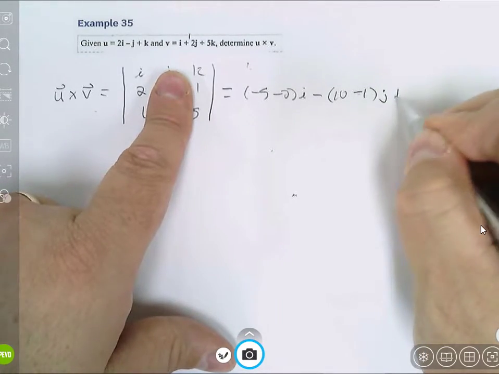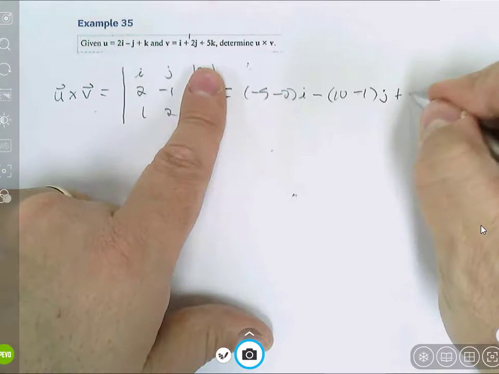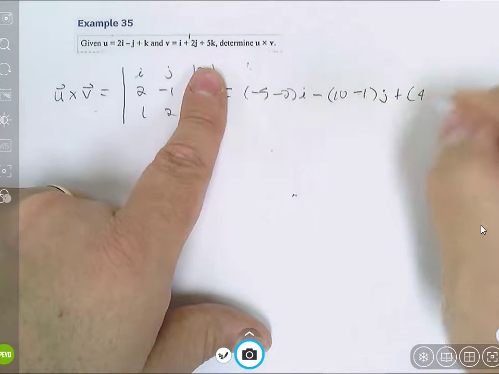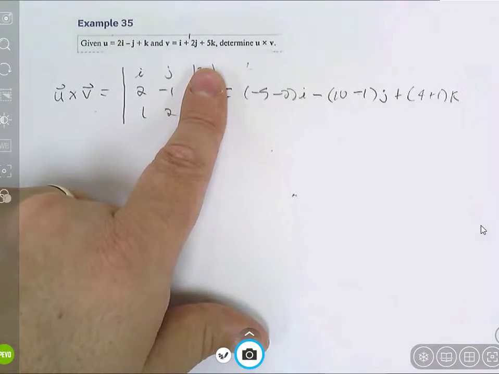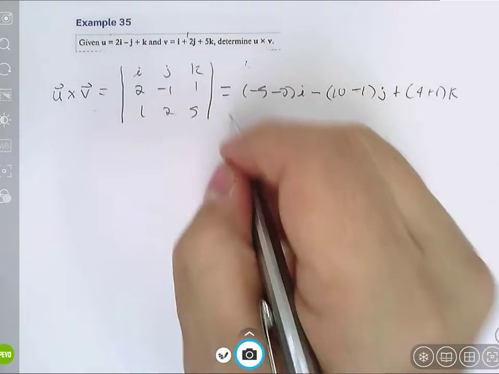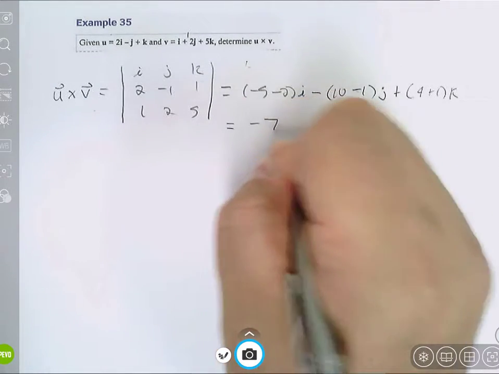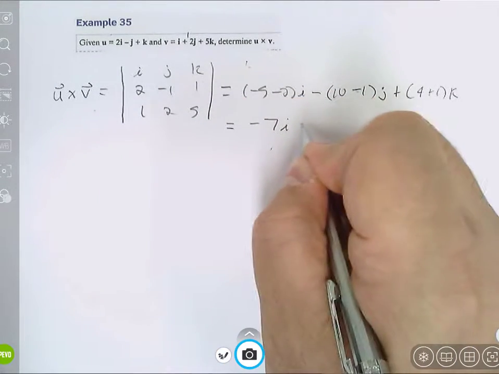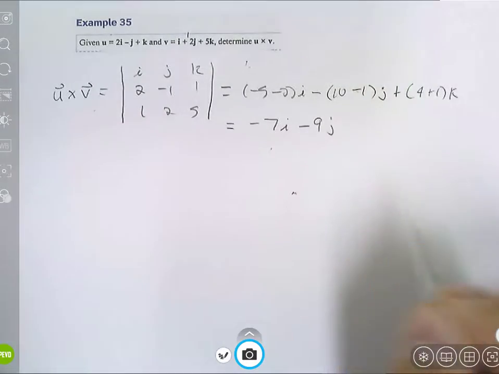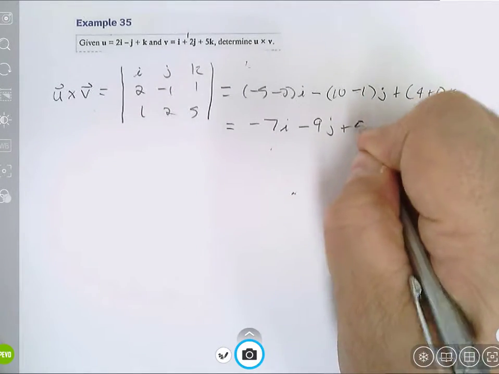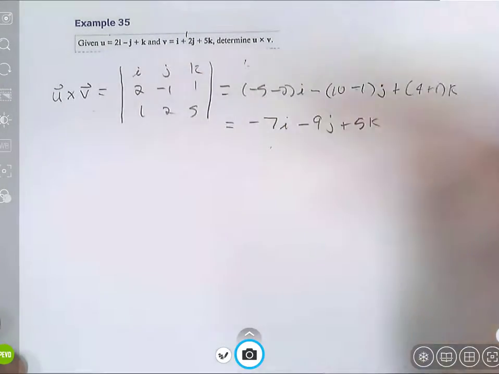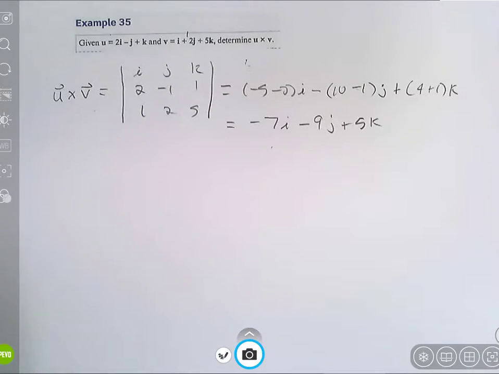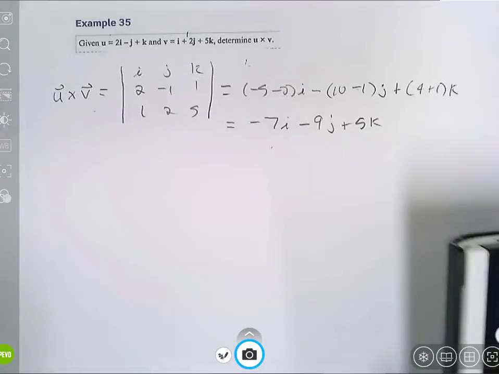And then my last one is going to be this one. That one I go the proper way, which is 4. Minus a negative 1 is plus 1. Okay, right? Sound good? And then what do I get as a final answer? I'll get negative 7i, minus 9j, and plus 5k. We'll get another vector, this time in space. And like we said, it does turn out to be the normal, but we'll see more of that in the future.